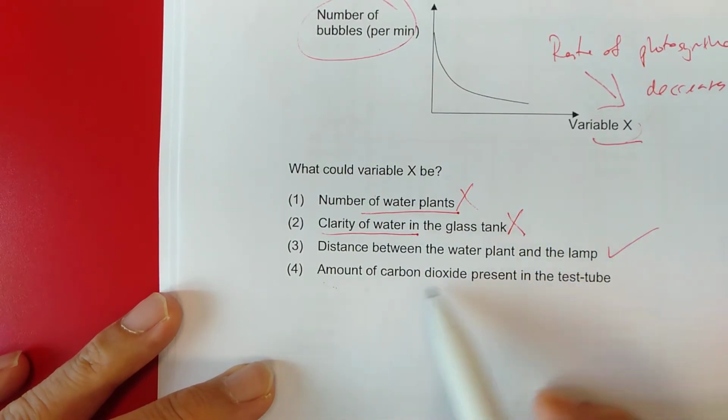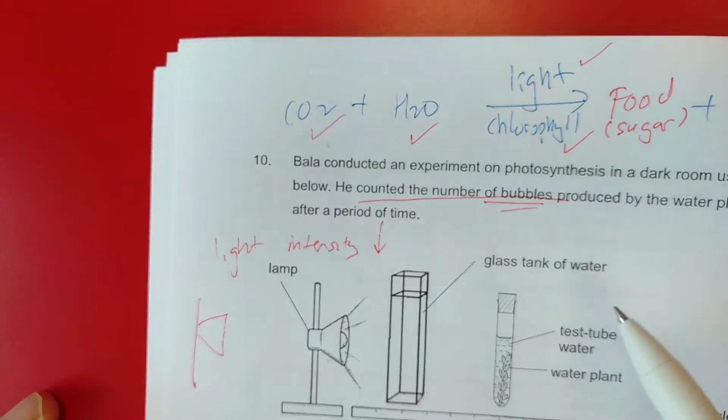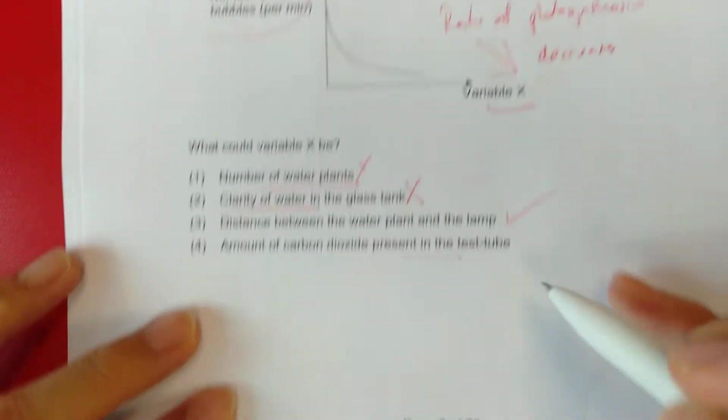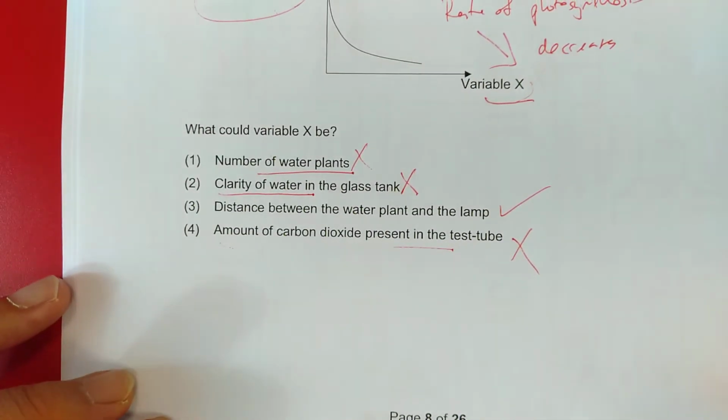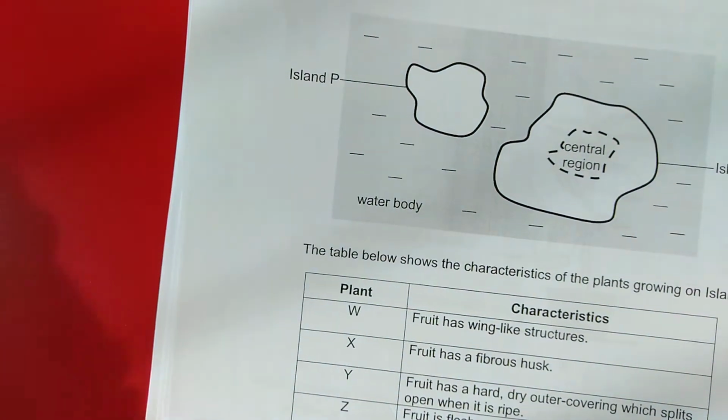If you increase the amount of carbon dioxide, what will happen? We are increasing the rate of photosynthesis if everything else remains the same. So this can't be the answer. Answer for question 10 is 3. Hang in there, we do 4 more questions before I take a break.